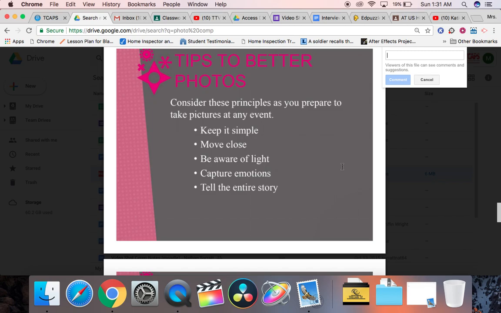Anytime you can capture emotions, this is a good thing, okay? Whether it's crying, laughing, seriousness, anger, whatever it is. You want that emotion in your picture. And again, the only way you're going to get that is if you get close enough to capture the emotion. A little tiny person in a giant frame of a picture, we are not going to be able to read that emotion. We have to be close up to the face of the person to get that.